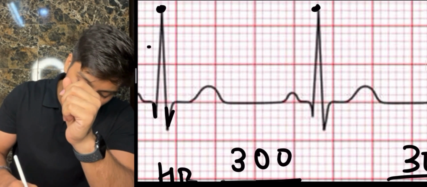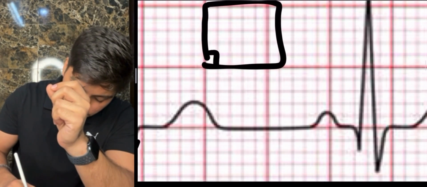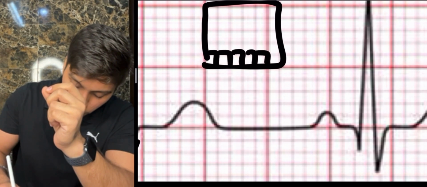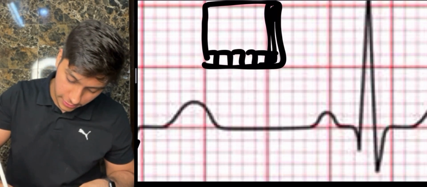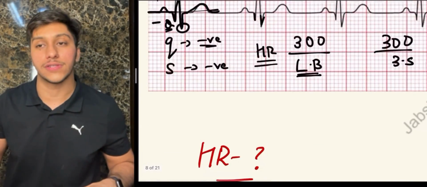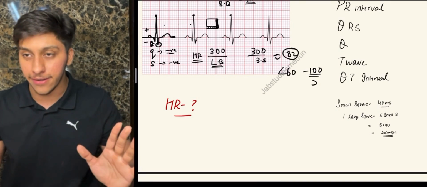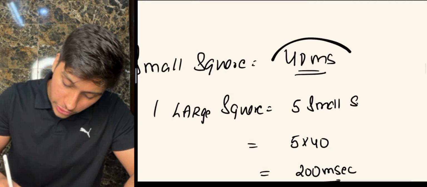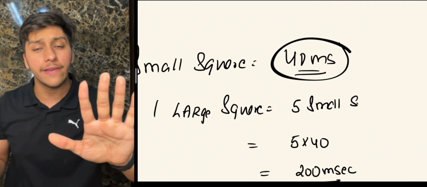See, guys, I will tell you one thing. One large box is equal to 5 small boxes. You will count over here, you will have 5 small boxes. Sorry, this is just one line. So one large box is equal to 5 small boxes, and each small box value is going to be 40 milliseconds. One small box is equal to 40 milliseconds, and as I told you, one large box is equal to 5 small boxes.